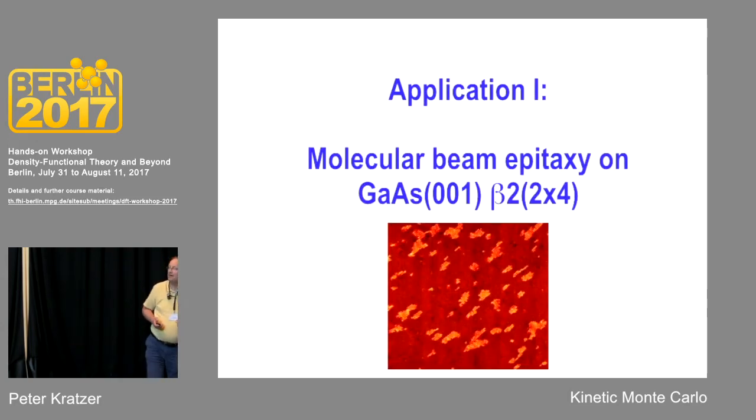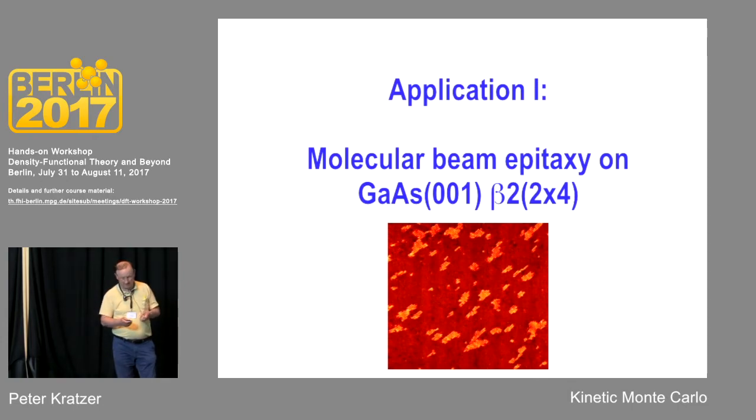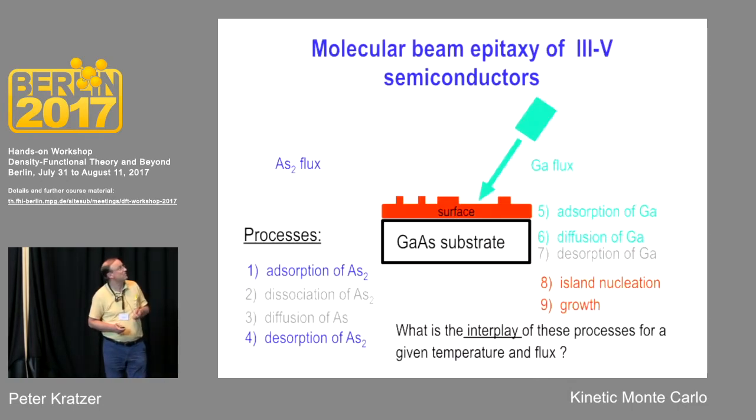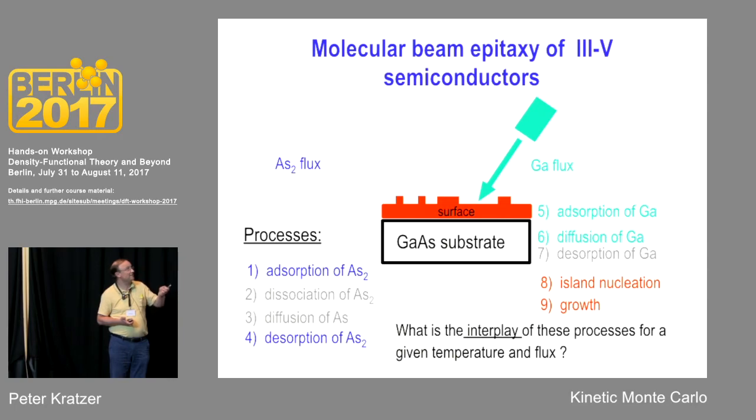Okay, this was the method part. Now I would like to show you some examples. These islands here on the gallium arsenide surface, this is some example I studied a couple of years ago, actually. Now in gallium arsenide you have two components, gallium and arsenic, and they are both offered from the gas phase. So you have deposition of gallium atoms, deposition of arsenic molecules. People work actually with a high surplus of arsenic, so most of the arsenic desorbs again. So we also need to include desorption of arsenic.